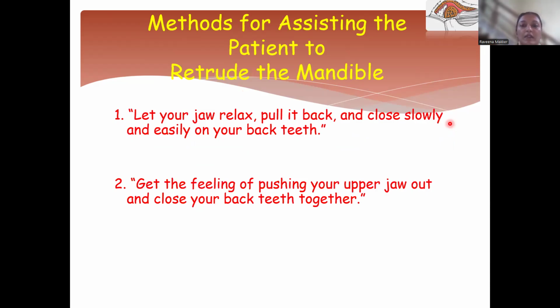Now, what are the various methods to instruct the patient to retrude the mandible? So first, you have to instruct like: let your jaws relax, pull it back, and close slowly and easily on your back teeth. When you tell the patient, now get the feeling of pushing your upper jaw out and close your back teeth together. Now, telling the patient to move his upper jaw out will automatically move the lower jaw back, and the patient can then repeat it.